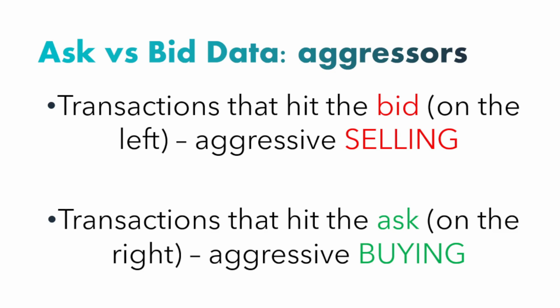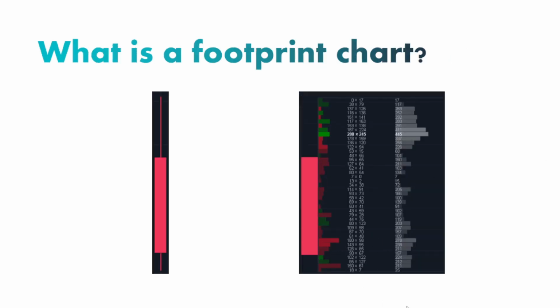When you see a red rectangle over here, that means the net difference was negative. So ask minus bid is a negative number, hence it's depicted with a red rectangle in this case. The aggressive buyers at the top are depicted with a green rectangle, which represents aggressive buying. There are more traders hitting the ask in that case.